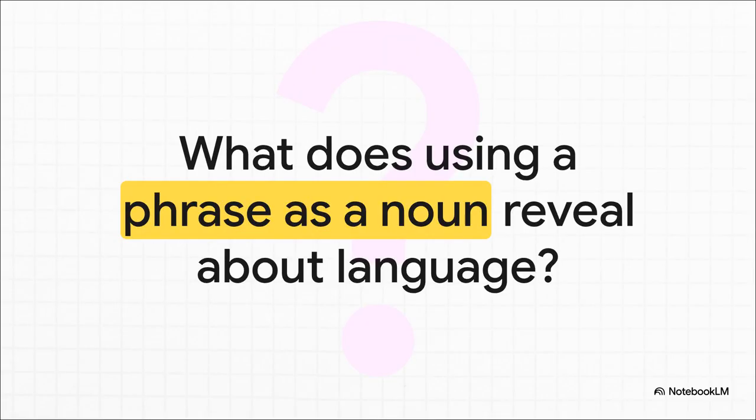And I want to leave you with this last thought to chew on. The fact that we can take a whole complex idea, like on the beach now, and our brains can just treat it as a single unit, a single thing, well, that's kind of amazing. It lets us build these incredibly complex thoughts out of simpler parts. So what does this ability to package ideas tell us about the sheer power and efficiency of how we communicate? It's a pretty fascinating question to think about.